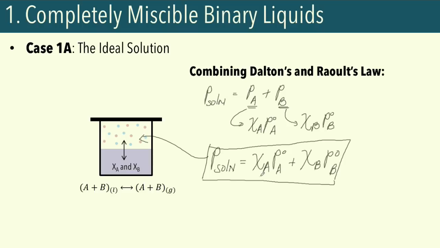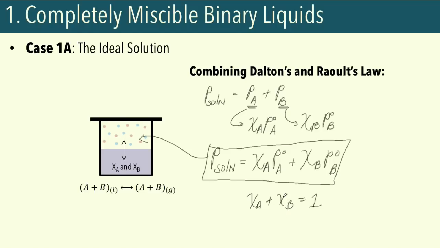So it's just going to be dependent on composition and the corresponding pure vapor pressures of our components. As a reminder, since we're dealing with a two-component system, the mole fractions of A and B in general are just going to add up to 1. So you just need to know the composition of one of the components and you can easily calculate the composition of the other one.